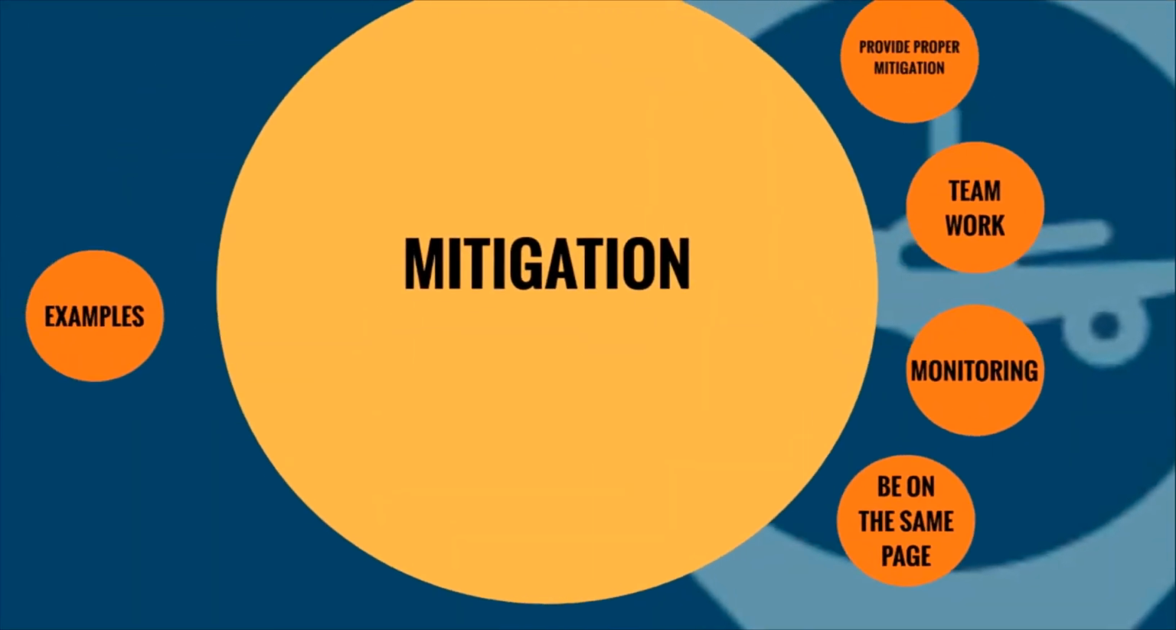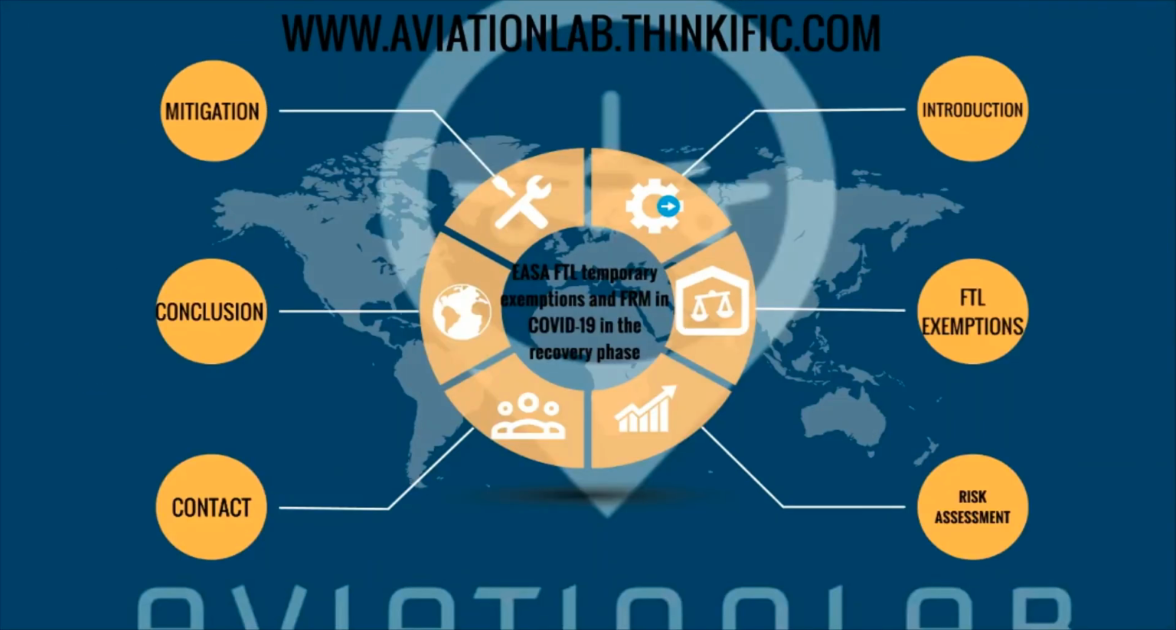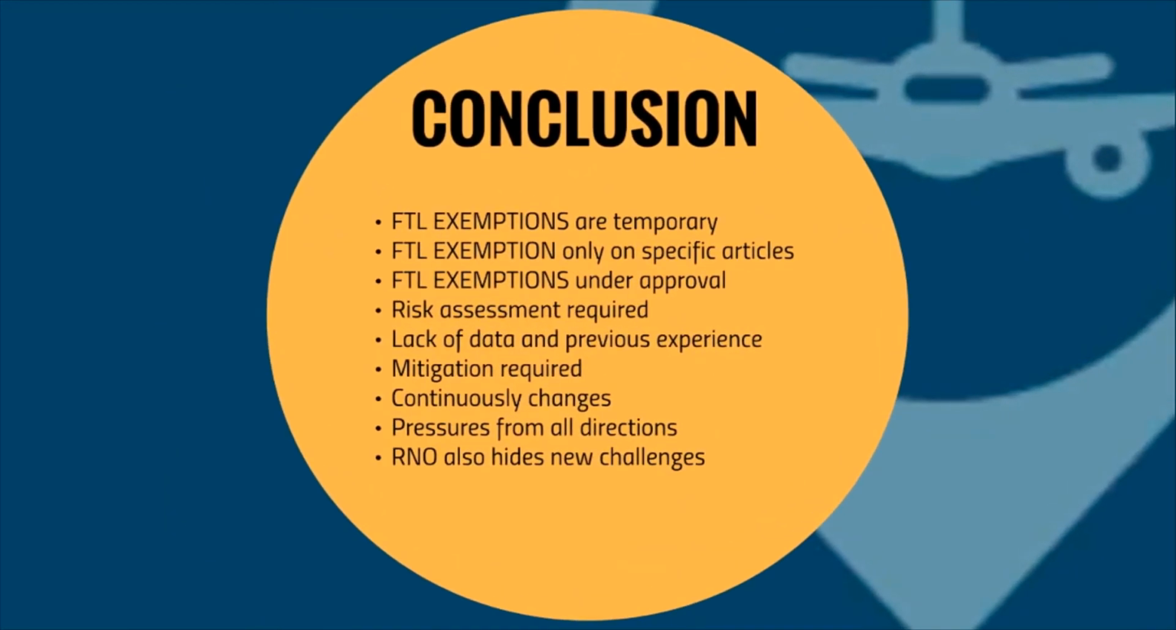As a conclusion, let's look again at the main points of this course. EASA FTL exemptions are temporary measures, apply only to specific articles, and only under the authority's approval, for a specified period, to serve a social need, and only under conditions.